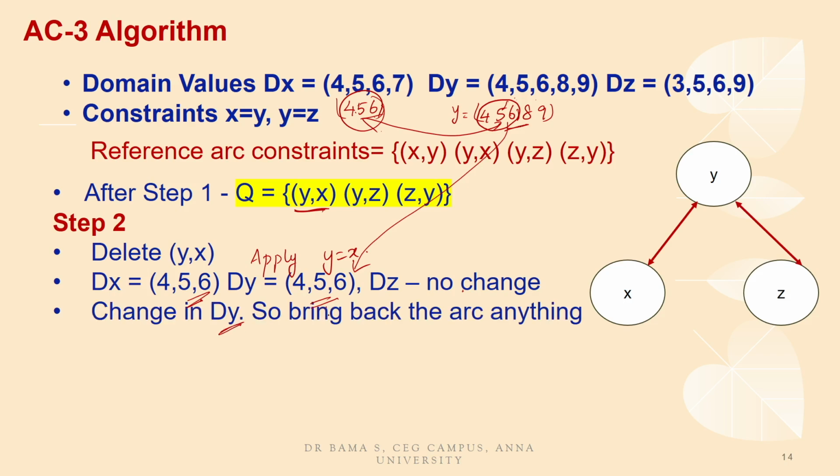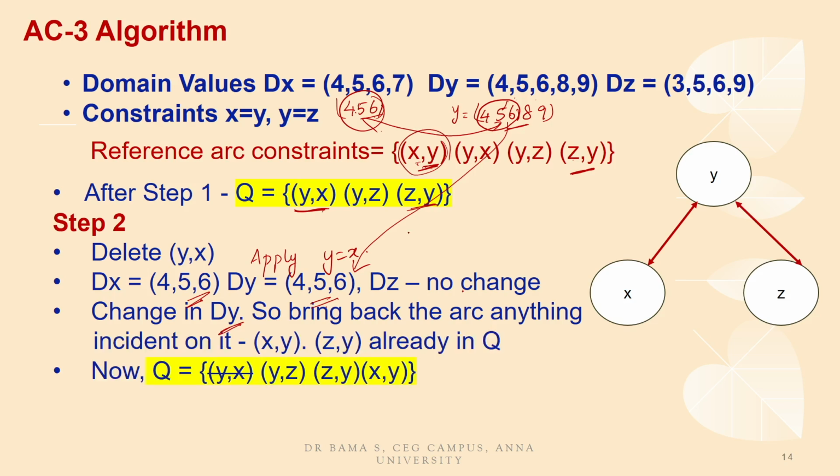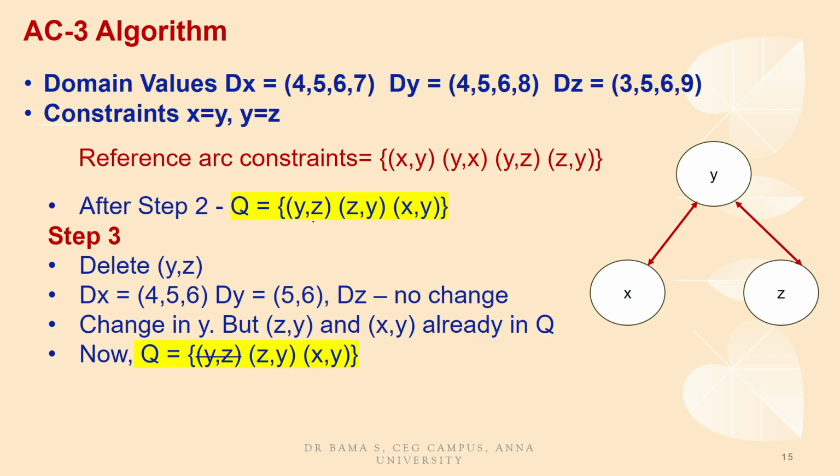So, whatever is incident on y, bring it back. What is incident on y is x y and z y from this Q. Now, in this Q we already have z y, but x y is not there. So, we have to bring it back. We are bringing x y here. This is the end of second step. Now, at the end of second step we have y z, z y and x y.